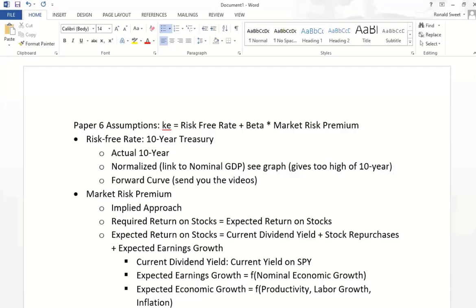And so, if you put the pieces together, you're talking about, let's say, 2% productivity. I'll go 1% labor growth. I don't believe that number. And 2% inflation. So we're talking about a nominal GDP of 5% and real of 3%. We haven't been able to hit 3% in quite some time.